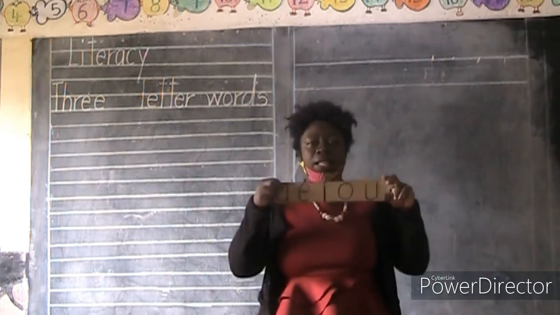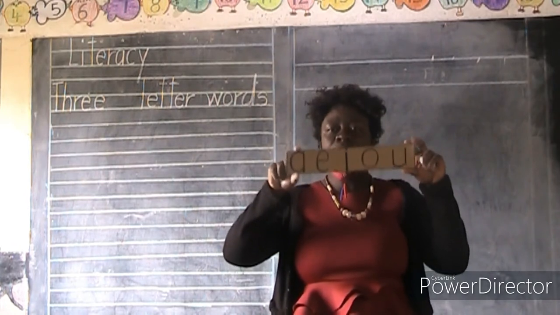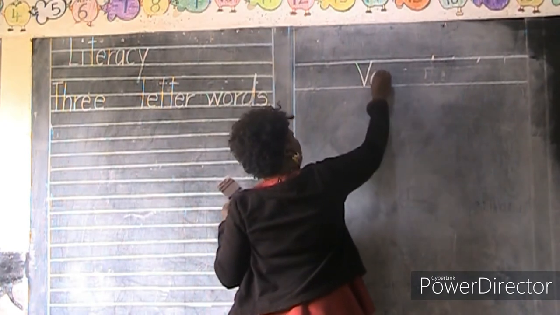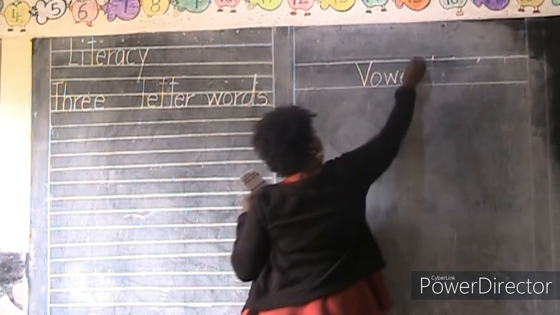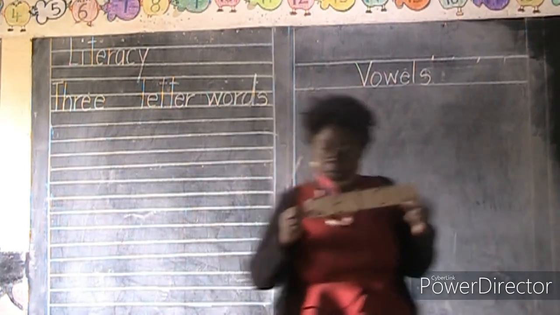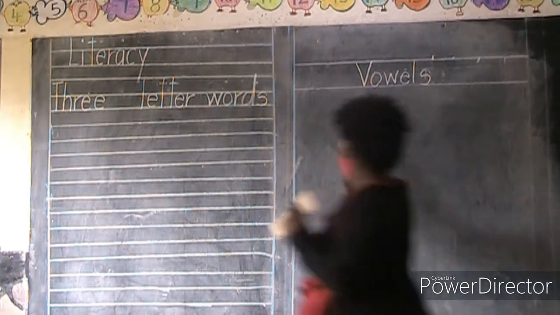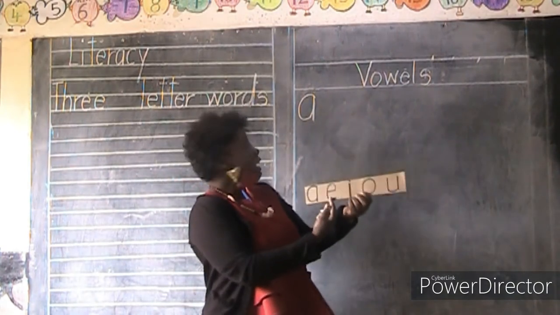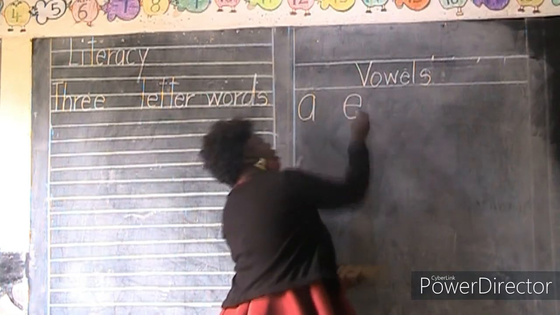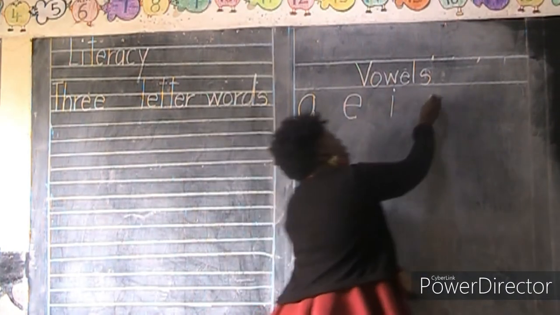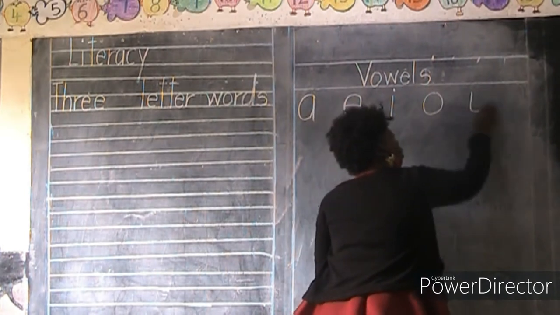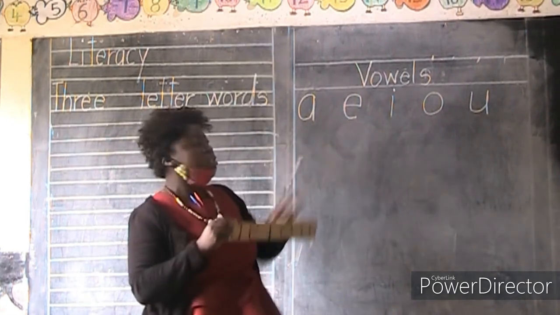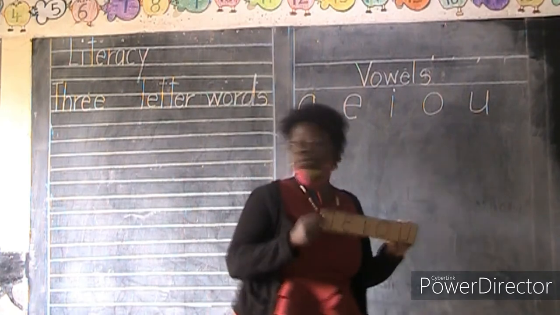Vowels. These are vowels. Together, vowels. Vowel number one, A. I'll write A on the board. A. Vowel two, E. I, O, U. Five vowels on the card, five vowels on the board. So now we are going to make three letter words.